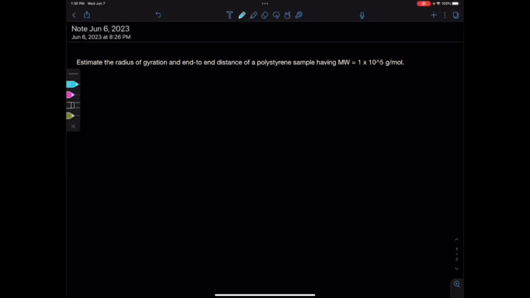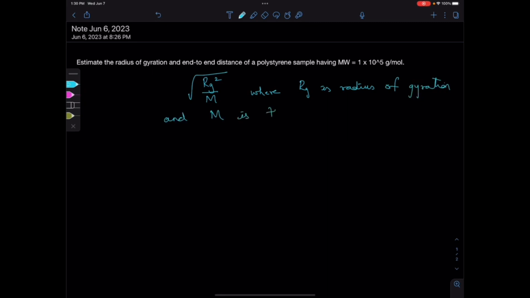Estimate the radius of gyration and end-to-end distance of a polystyrene sample having molecular weight 1 times 10 to the power 5 grams per mole. The square root of Rg squared over M, where Rg is the radius of gyration and M is the molecular weight, is a constant for a given polymer and is independent of the molecular weight.